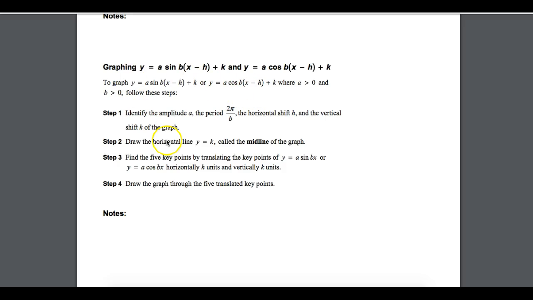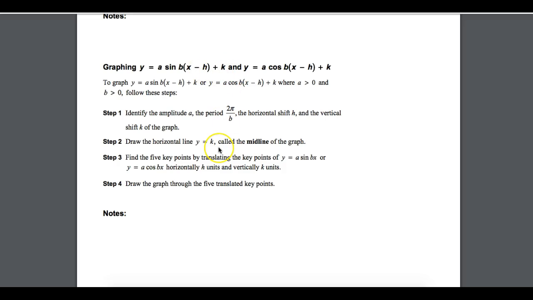First thing you need to do is identify the amplitude and the period. So again, amplitude you get from your A value, period is 2 pi over B. Your horizontal shift is going to be H. Now remember, because it's x minus H, you're going to be taking the opposite sign. So if it was x minus 2, that would be a shift 2 to the right. K is going to be your vertical shift, so that's shifting up and down.